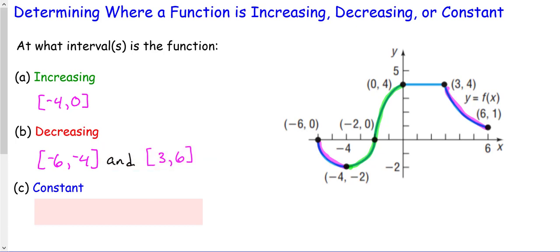And our last example is the constant. The constant is where it's flat. We have one area that's flat, and on here it is flat from 0 to 3. So our constant interval would be bracket 0, 3 bracket.